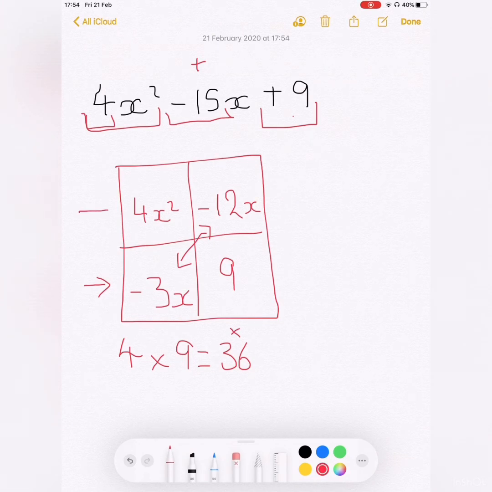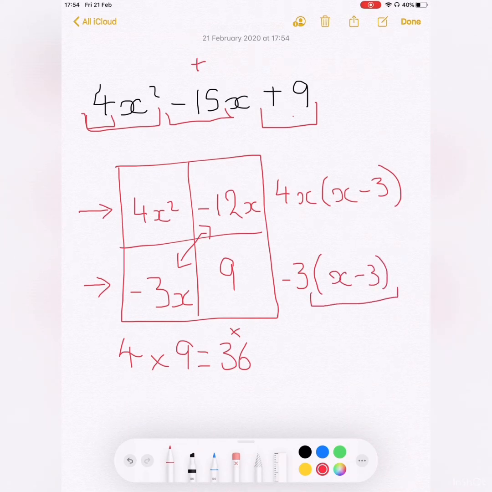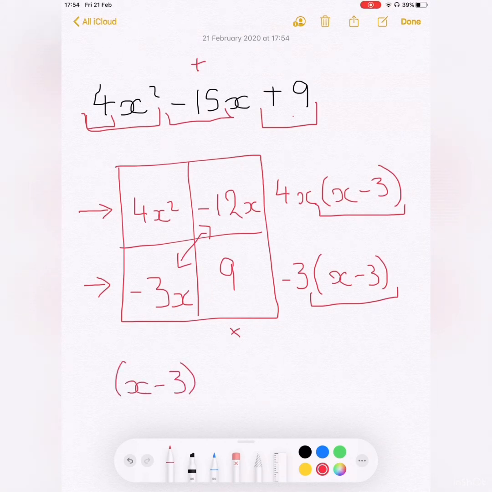Either way will be fine. So our next step, remember, is to factorize top and bottom. So we're going to get 4x on the outside and x minus 3 on the inside. And this bottom one, we're going to get minus 3 on the outside and then x minus 3 on the inside. Again, checking to make sure that those brackets are the same. So our final step is to write out our fully factorized form, which is that bracket, and then we put these together to make our other bracket.